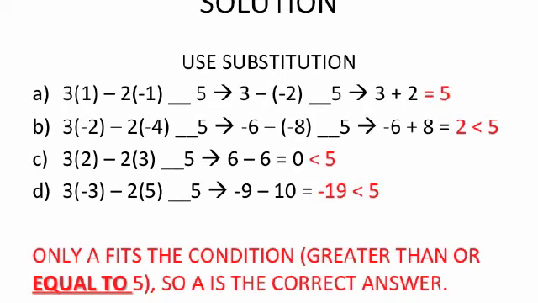As you can see, only in A was the expression with the substituted numbers equal to or greater than 5. Therefore, A is the correct answer. For B, C, and D, the resulting answer was less than 5. It was 2, 0, and negative 19. None of these are greater than or equal to 5. Now, let's check on Kimberly.